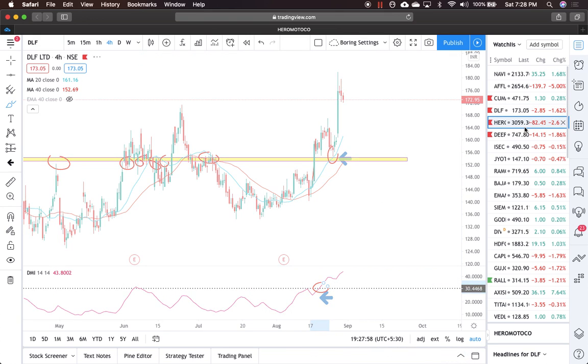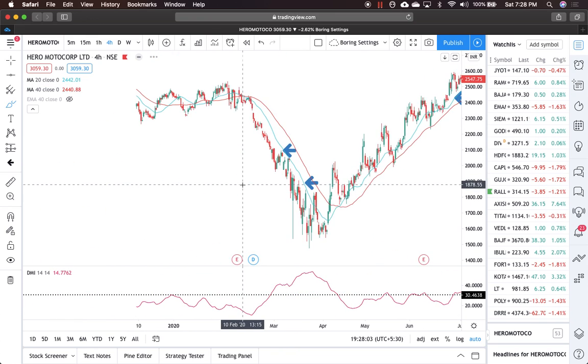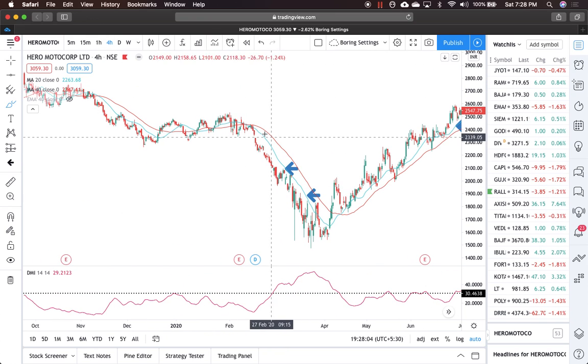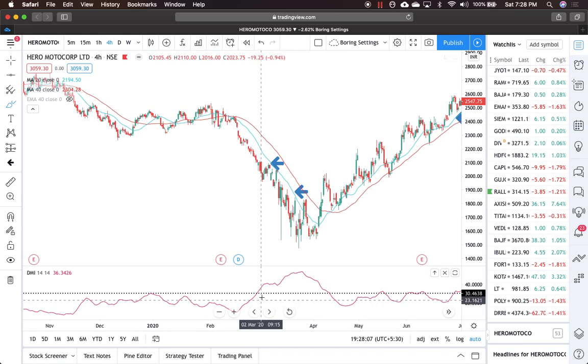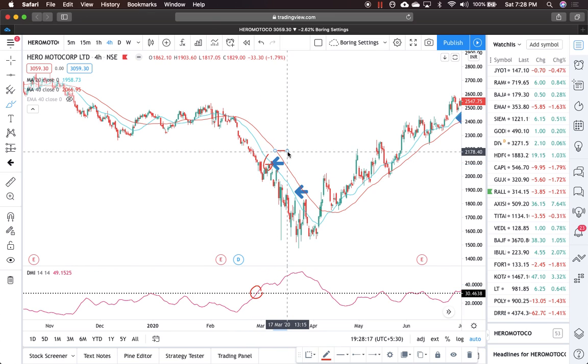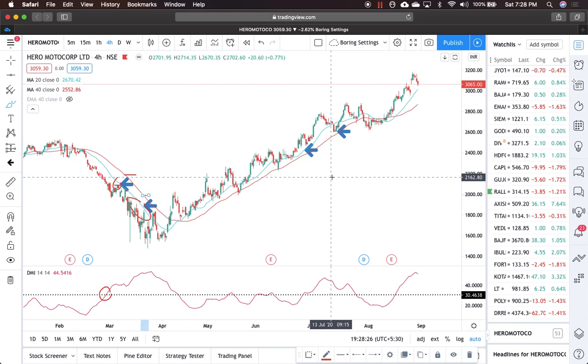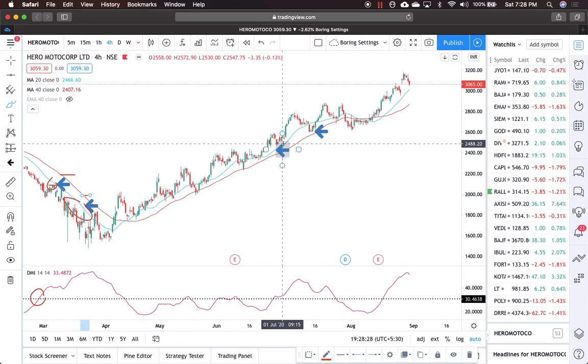Finally, the last example is the Hero MotoCorp chart. A very good simple example. 4-hour charts, the coronavirus crash that happened, ADX goes above 30. You're looking for short entries because the market is down, the trend is strong. So this is one strong entry. You go short at this price, keeping a stop loss at the 40 MA. Again, we go short at all of these prices, keeping a tight stop loss at the 40 MA or the EMA. On the contrary, we have another good example on the up move.